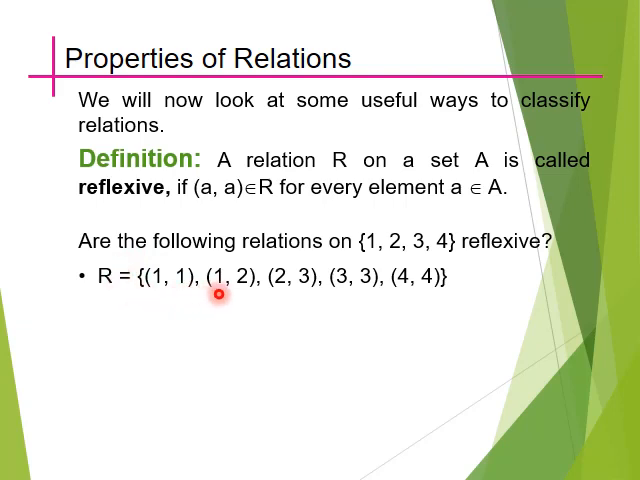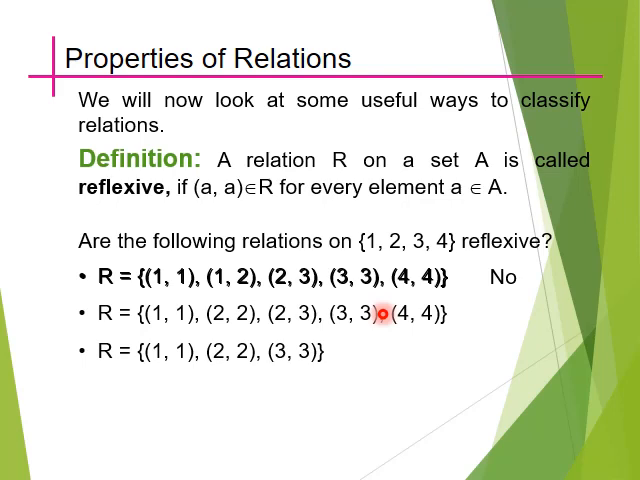One relation is (1,1), (2,2), (3,3), (4,4), and the other one is also given to us, and this is the third relation. So first relation R is not reflexive. Why? Because we can see in the set A there are 4 elements 1, 2, 3, 4. So if this is a reflexive relation, then every element in the set A must be related with itself.